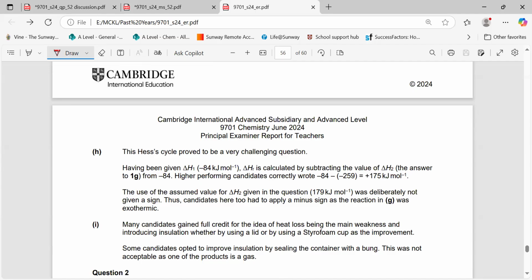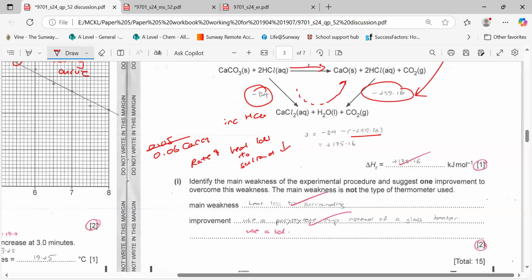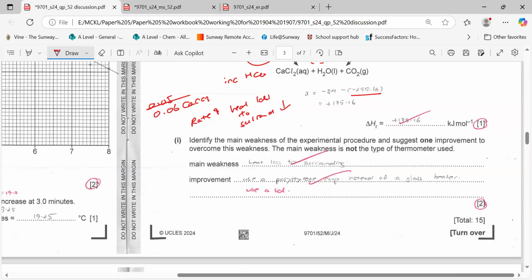Okay. Now, they never mentioned the increasing rate type of improvement, right? I think they will be accepted, all right? But why is the main answer things like a polystyrene cup or using a lid? I believe the main answer is because it was very obvious that you're using a glass beaker already. So maybe they just want the obvious answer to be the answer.